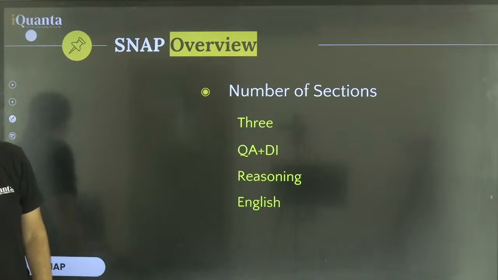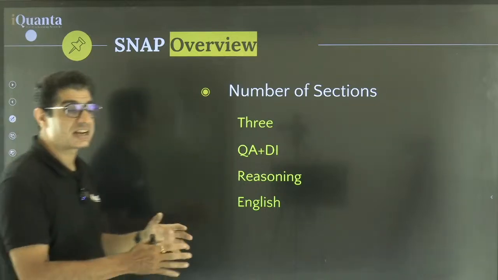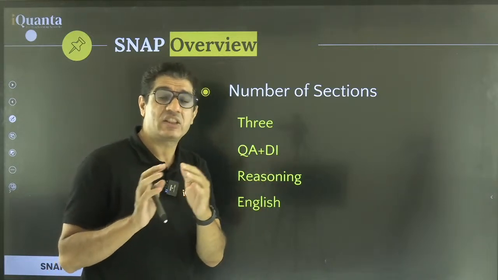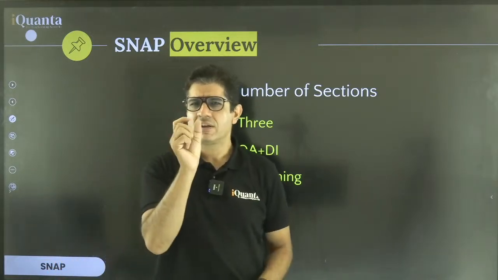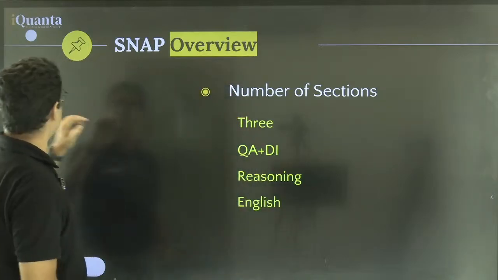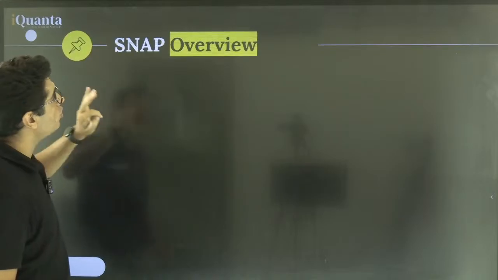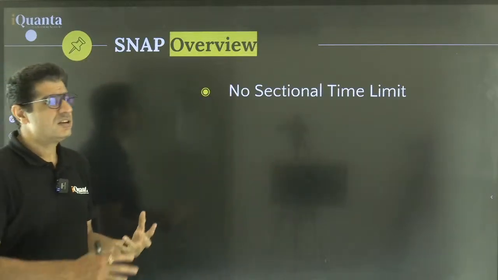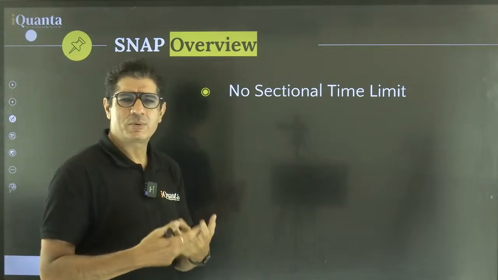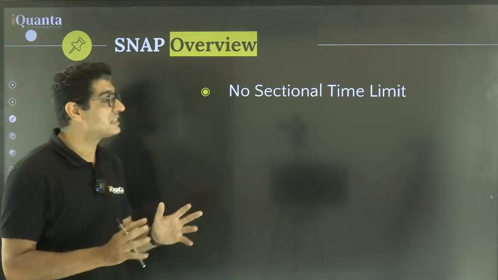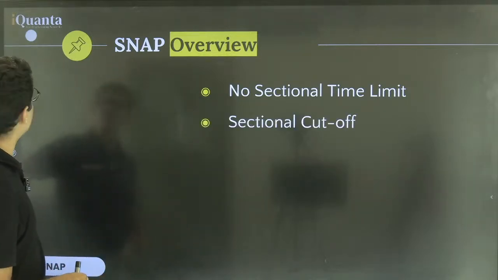But these sections are not exactly timed sections. So unlike the CAT and the NMAT where you get a particular duration to go through one particular section, when it comes to SNAP, there is no sectional time limit, which means that you can go ahead and attempt the questions in whichever order during that entire period of 60 minutes. There is no sectional cutoff either when it comes to SNAP.